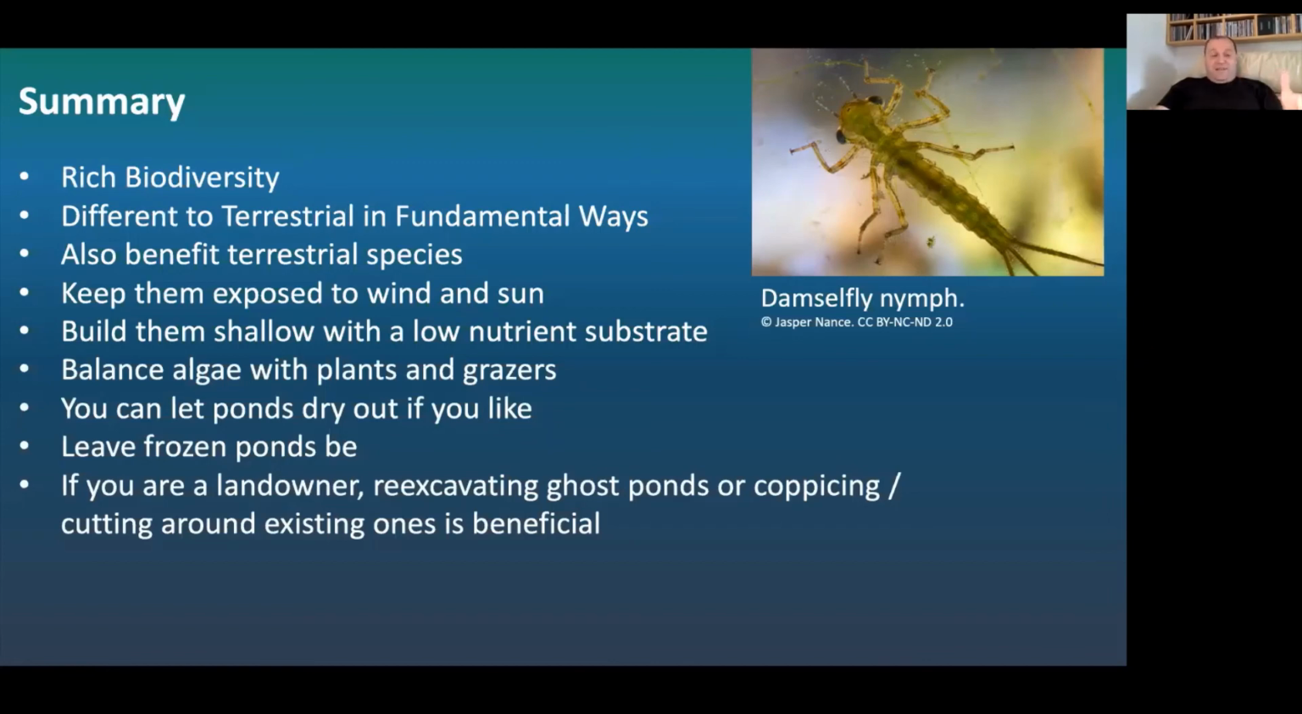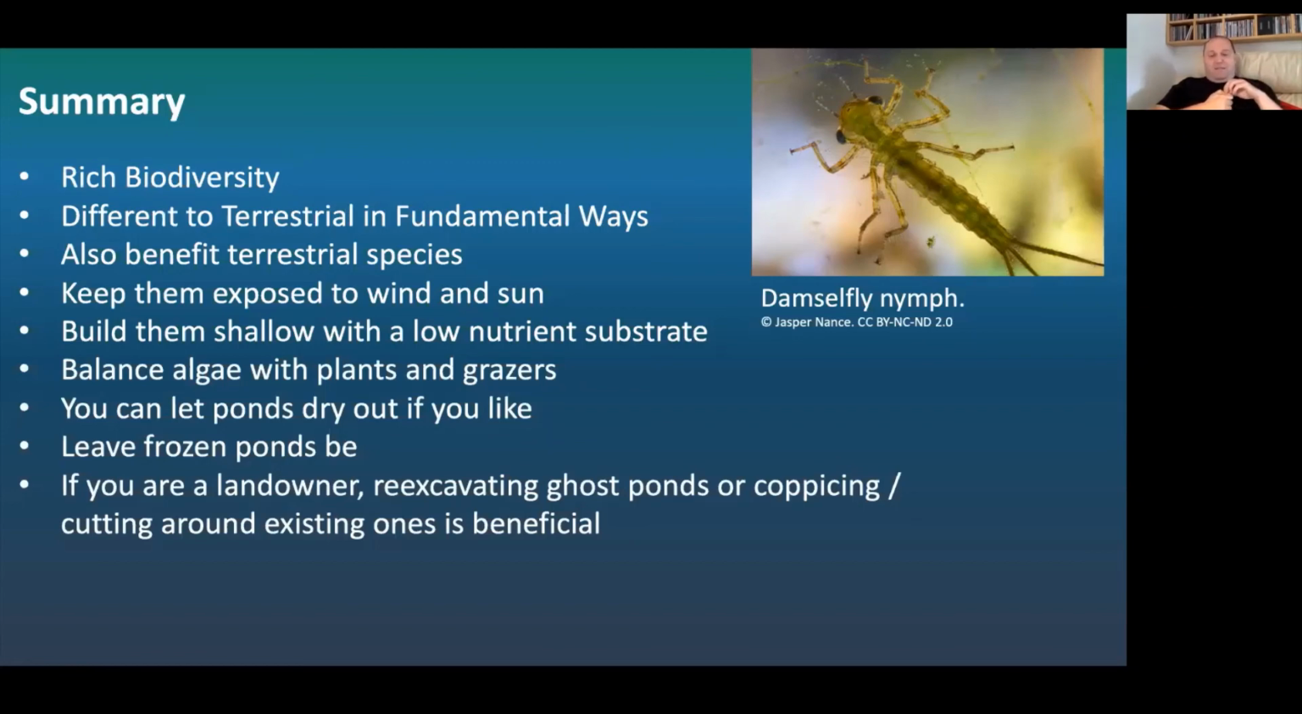You definitely can let ponds dry out if you like, and that can be a good thing. It can allow a few nutrients to sort of blow away out of the bottom. It can maybe help to reduce predator numbers as well, so maybe you'll get a few more frogs next year. Leave frozen ponds as they are. They're fine. They're just asleep.